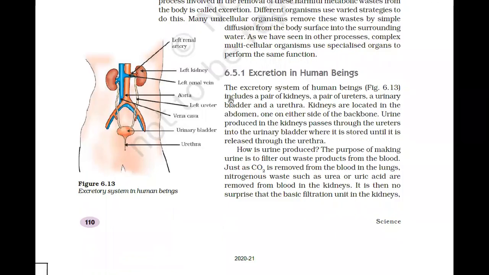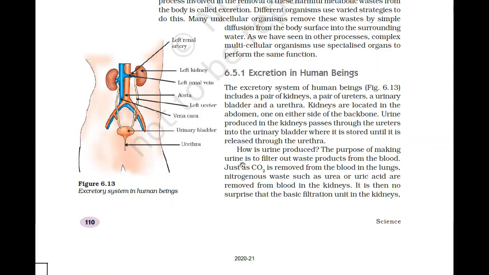Excretion in human beings. The excretory system of human beings includes a pair of kidneys, a pair of ureters, a urinary bladder, and a urethra. Kidneys are located in the abdomen, one on either side of the backbone. Urine produced in the kidneys passes through the ureters into the urinary bladder where it is stored until it is released through the urethra. How is urine produced?